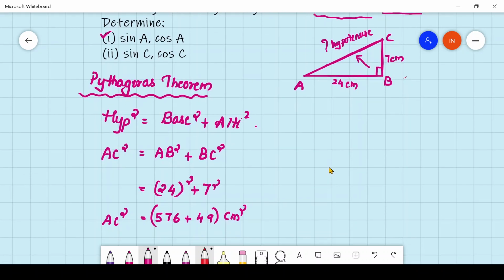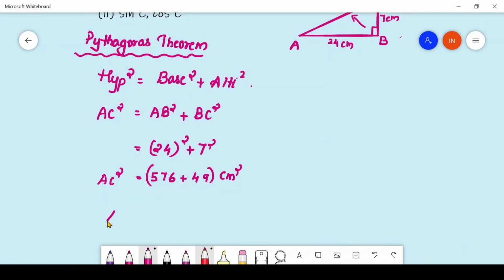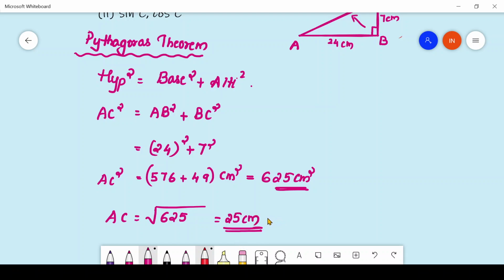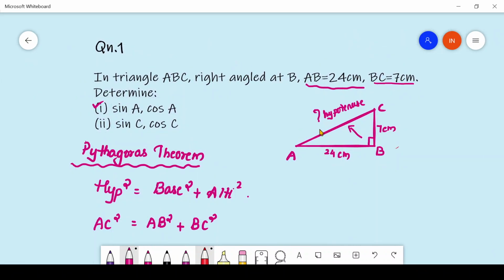So how can we find out AC from this? Yes, AC can be found out by taking the root of whatever we got after adding this. After adding this, we will get 625 centimeter square. So root of 625, we will get 25 centimeters. So AC we got it as 25 centimeters, right? So let us write AC over there. Here it is 25 centimeters. I hope you understood how we got 25.